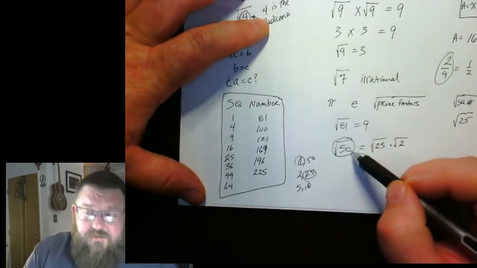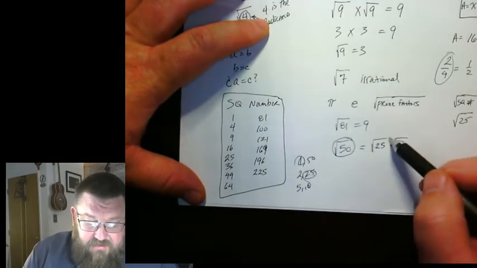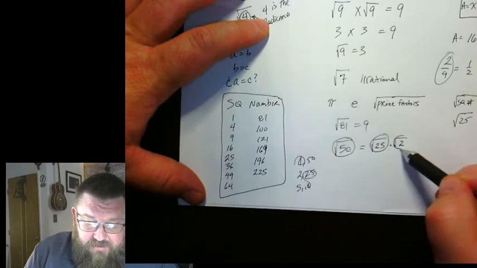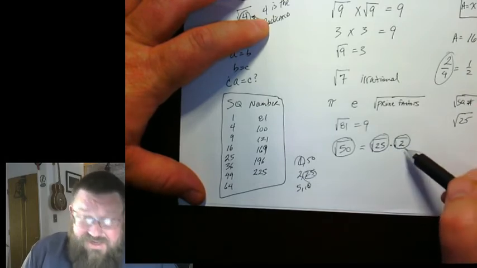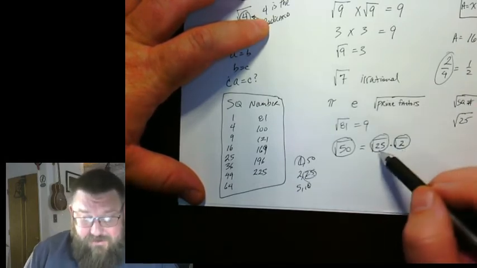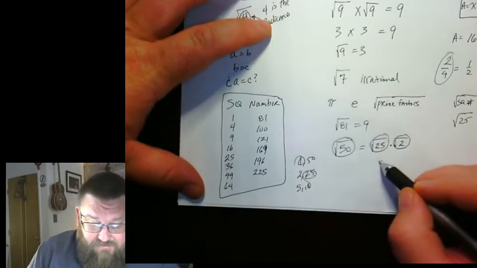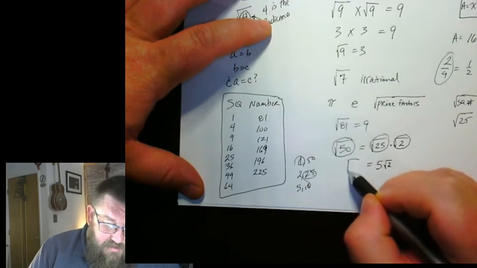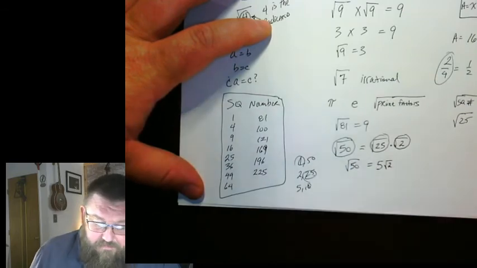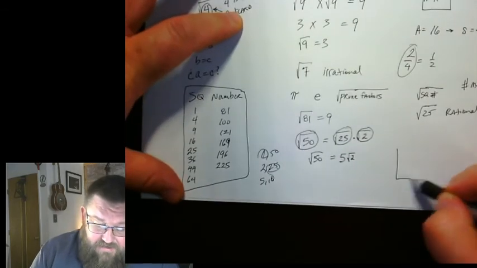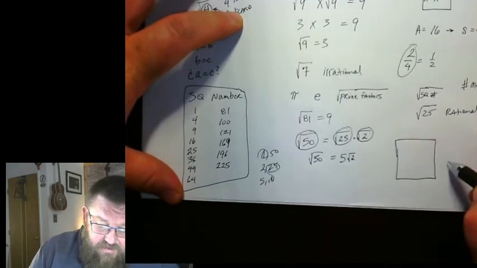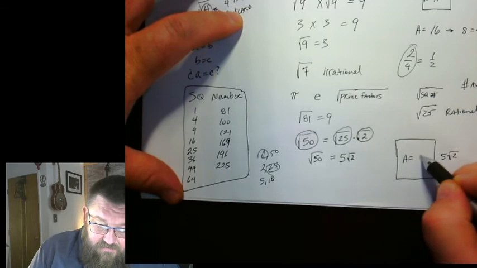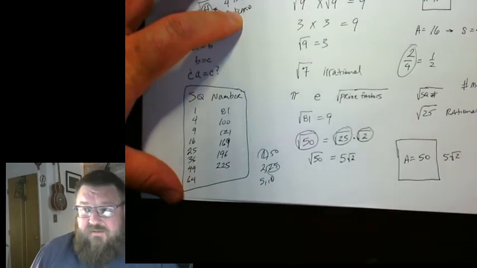This says what squared is 50? Well, this says what squared is 25. This says what squared is 2. I don't know what squared is 2. That's irrational. I do know what squared is 25. That's 5. So what we're saying is these two are the same. In fact, we're saying that if you had a square and one side was 5 times the square root of 2, the area would be 50. That's what we're saying right there.